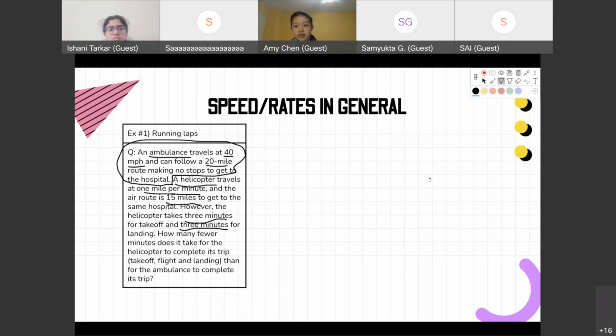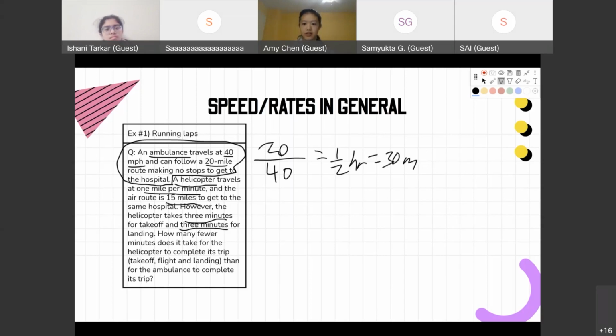Yeah, it would be 30 minutes because remember, distance equals rate times time. So the time is equal to the distance divided by the rate. So the time would be the distance, which is 20, divided by the rate, which is 40. That gives us half an hour. And since it's in hours, we can convert that to minutes, and we know that's just 30 minutes.